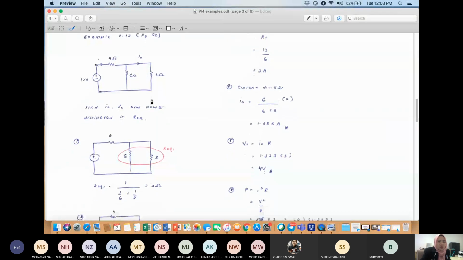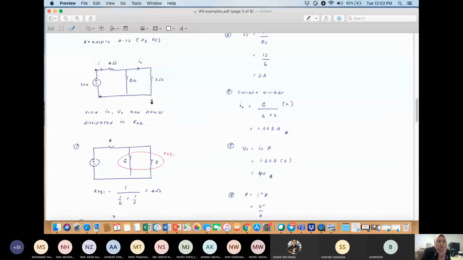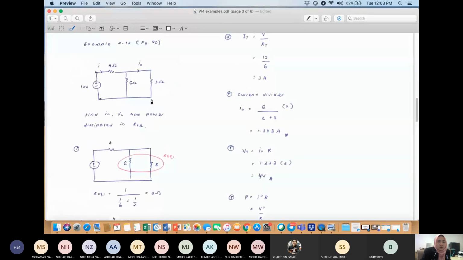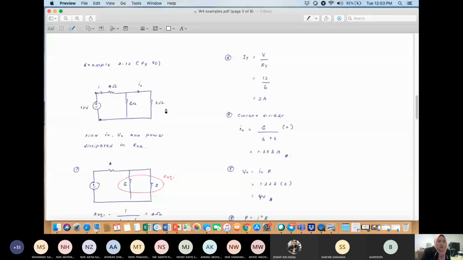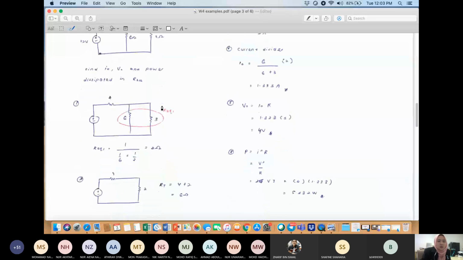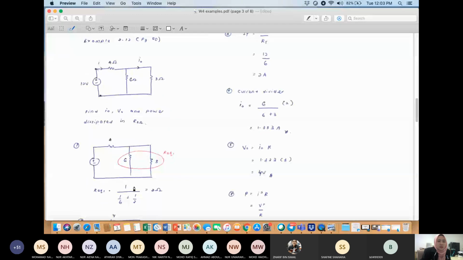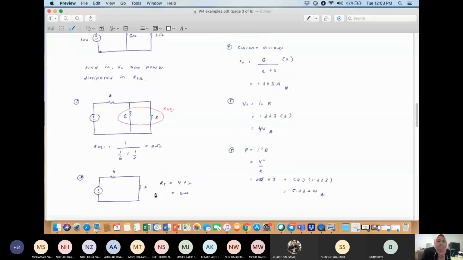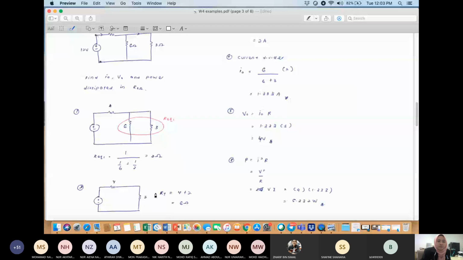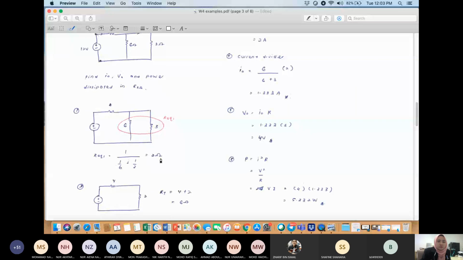So the first thing that you need to do is simplify this circuit. So you can see that 6 ohm and 3 ohm is parallel. Okay, so since it's parallel, you can calculate for the R equivalent 1. So the R equivalent 1 is basically 1 over 1 over 6 plus 1 over 3, and the answer is 2 ohm. Okay, the answer is 2 ohm.